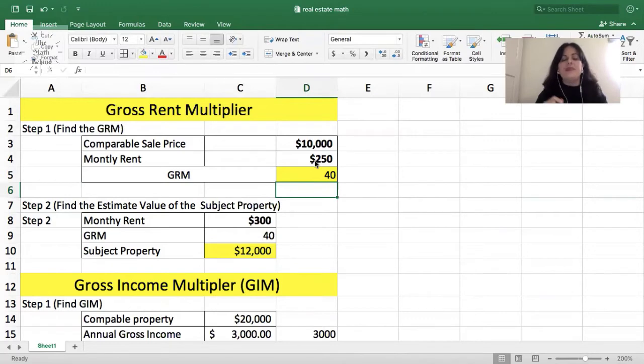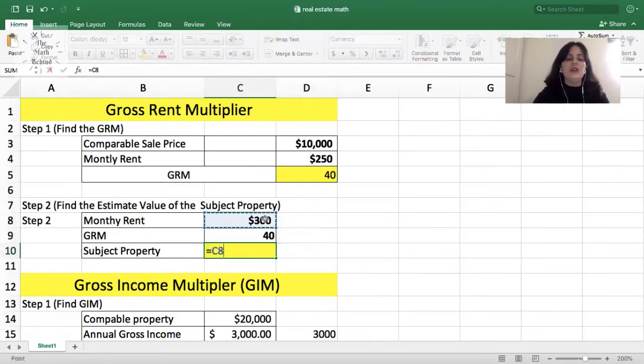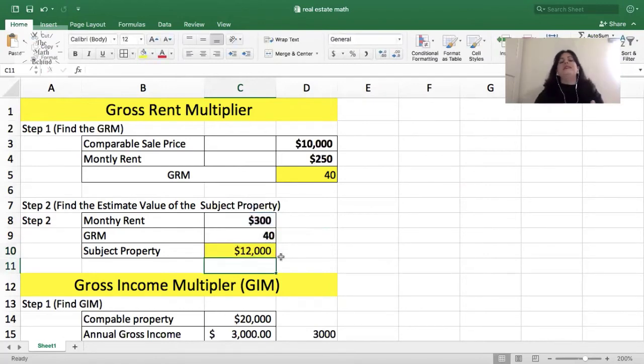And from there, you go to your subject property, and you're like, oh, you know what? I know that the monthly rent is $300. Well, you also know that your gross rent multiplier is 40 because you calculated it before. So all you do is 300 times 40, so the monthly rent times the gross rent multiplier, boom. You can then estimate the property value is $12,000.